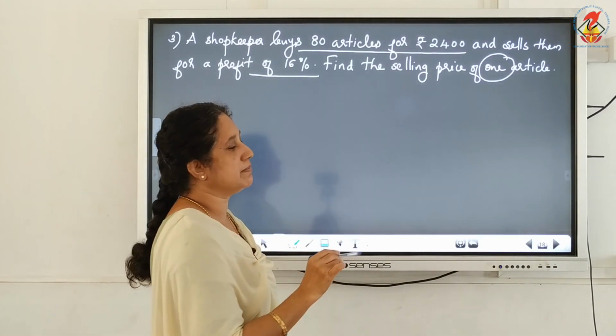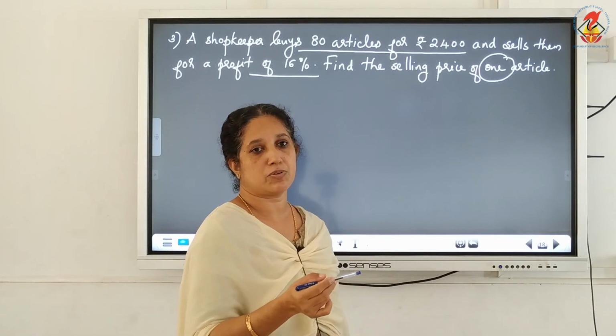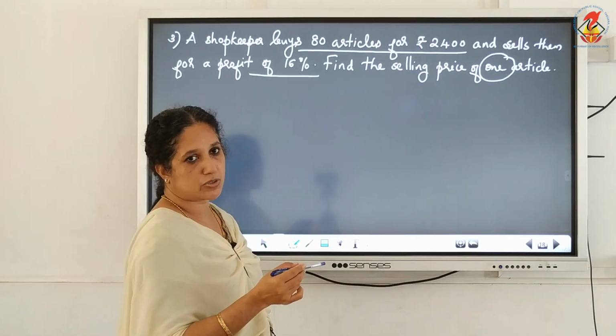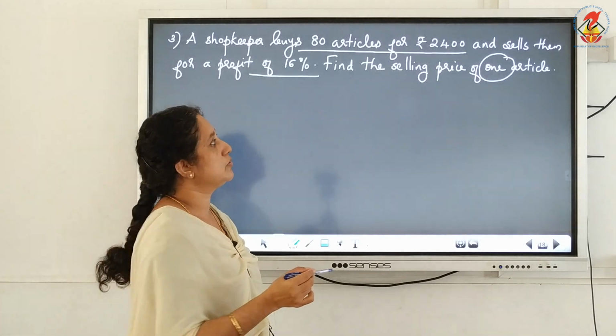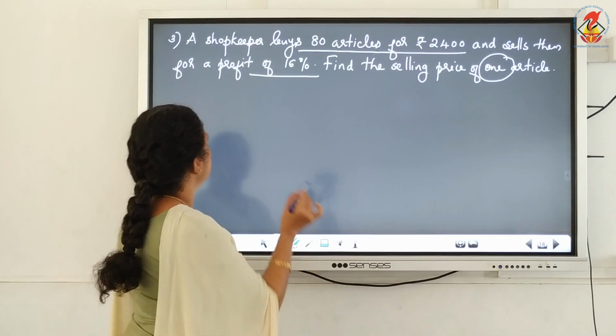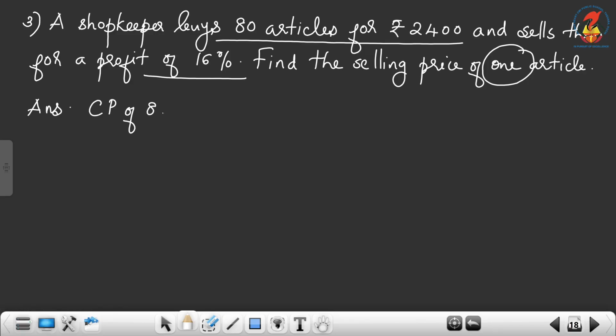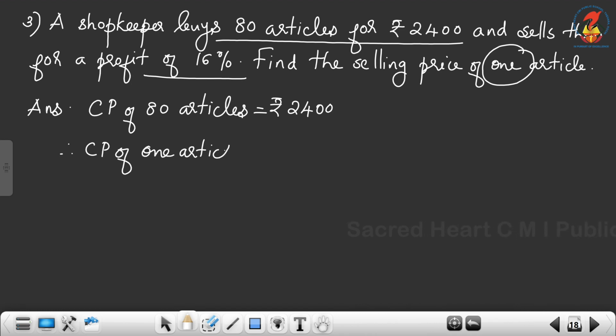You have to find out the selling price of one article, not the selling price of 80 articles. So if you want to find out the selling price of one article, we have to know the cost price of one article. But here the cost price of 80 articles is given. So can you find out the cost price of one article? 2,400 divided by 80. So we can write like this. Cost price of 80 articles equal to rupees 2,400. Therefore, cost price of one article is 2400 divided by 80.